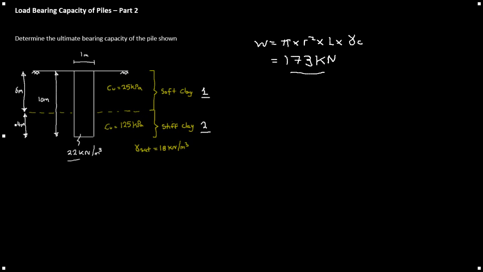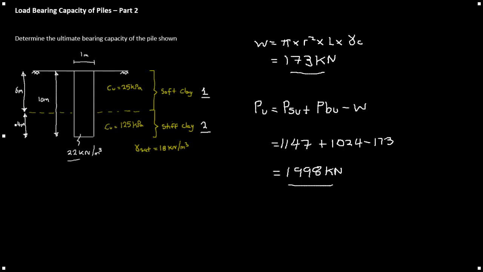Last step, we know that ultimate bearing capacity, Pu, is equal to PSU plus PBU minus W. So it's just a case of substituting in the numbers now. 1,147 plus 1,024 minus the weight of the pile, 173, equaling 1,998 kilonewtons as the ultimate bearing capacity of this pile.